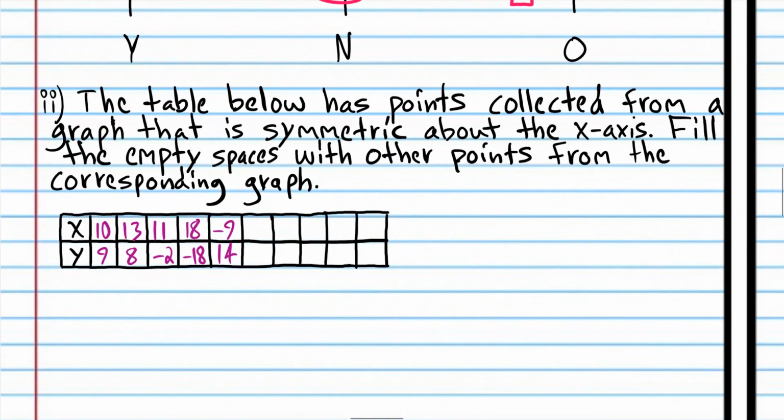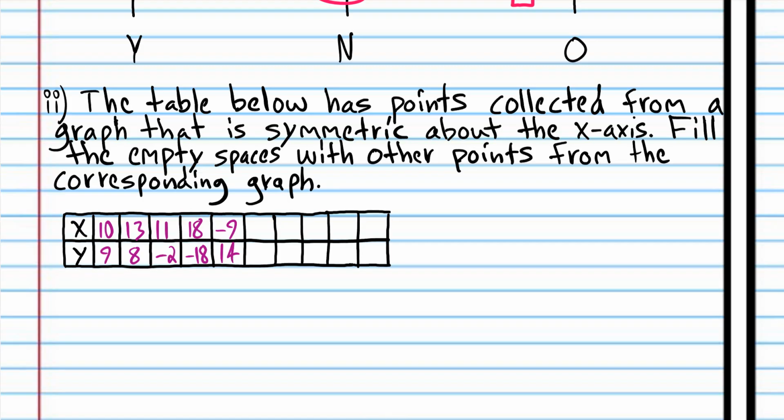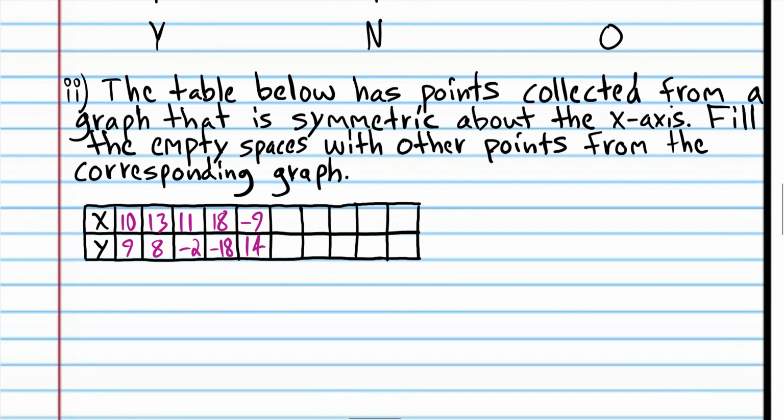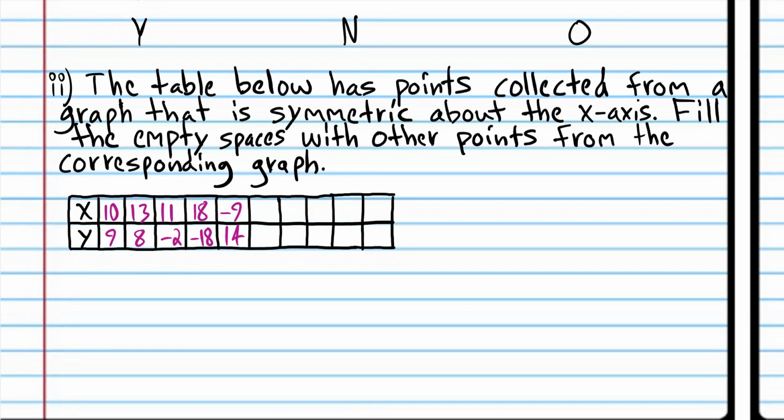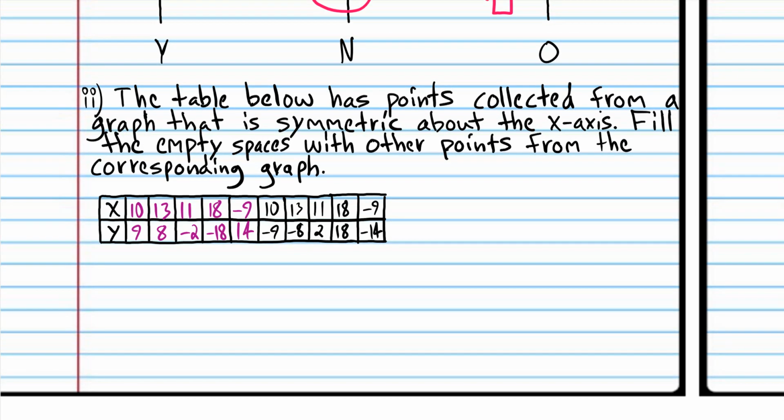Okay, so now it says that the table below has points collected from a graph that is symmetric about the x-axis. Fill the empty spaces. So if the graph is symmetric about the x-axis, then that means for every point (x, y), you have another point (x, -y). So you have the point (10, 9). That means you should have the point (10, -9) also, and so on and so forth. So all we're doing is just changing the sign of the y values.